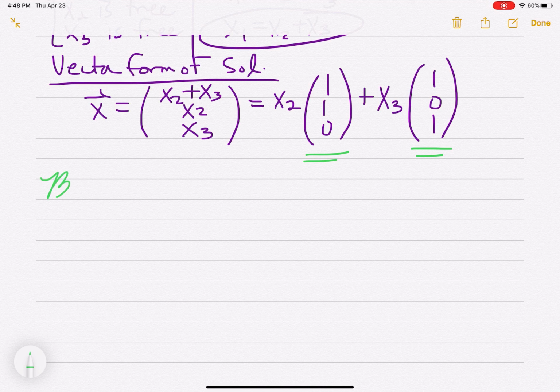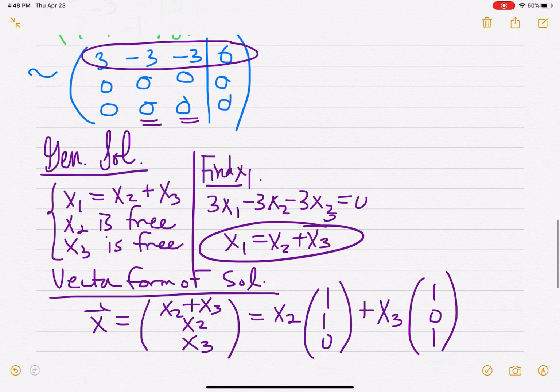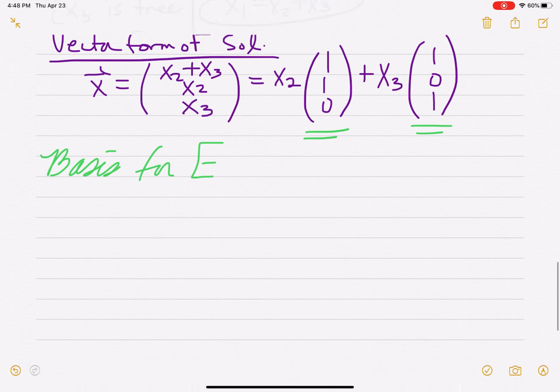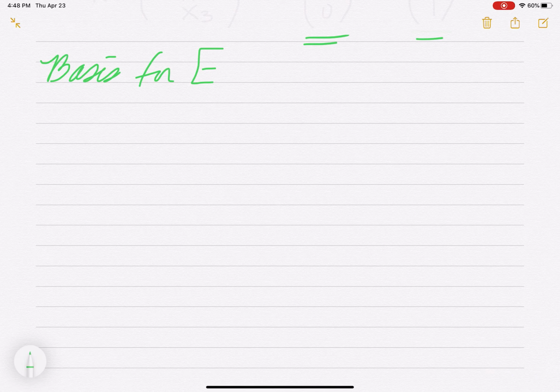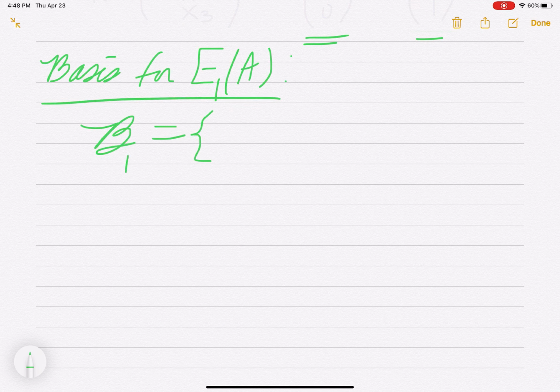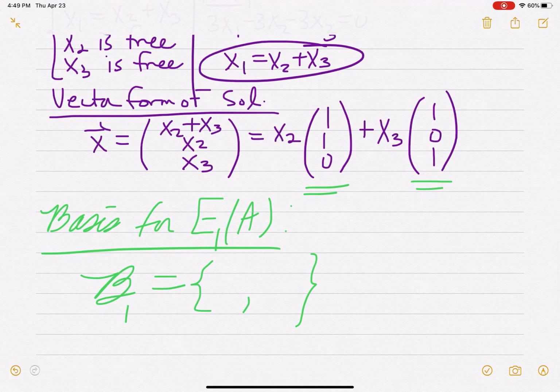So this is a basis for the eigenspace. What was the eigenvalue here? I totally forgot the eigenvalue. What was our eigenvalue? Was it 1? Yeah, eigenvalue was 1. Basis for the eigenspace associated with 1 is those two vectors, the set containing, we'll call it B1, those two vectors. What vectors? Okay, let me write that again. 1, 1, 0 is the first vector, second vector is 1, 0, 1.